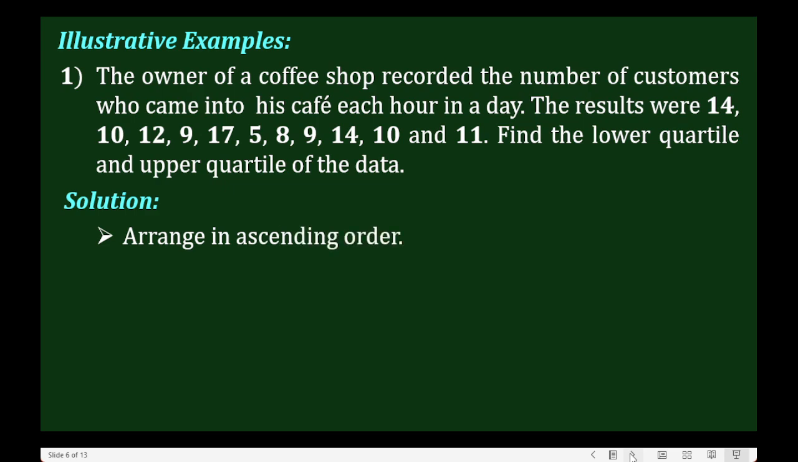Solution. First thing is we need to arrange the data from the lowest number of customers to the highest number of customers. So here we will start with 5, followed by 8, 2 9s, and 10, and so on, until we reach the maximum number of customers, which is 17.